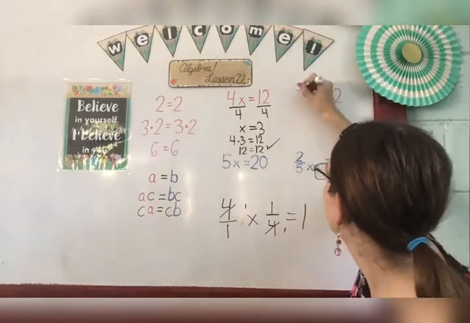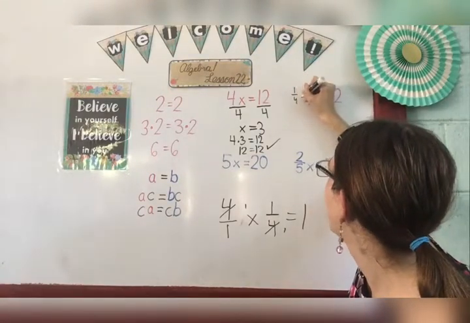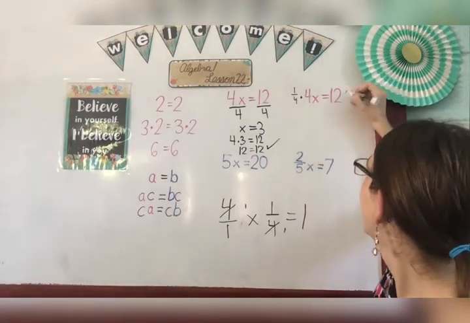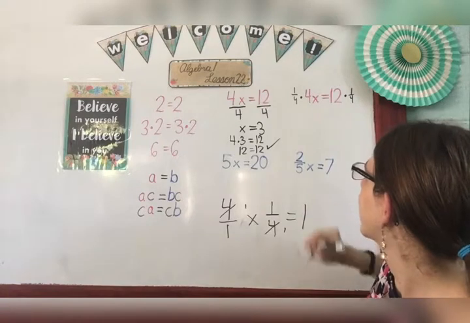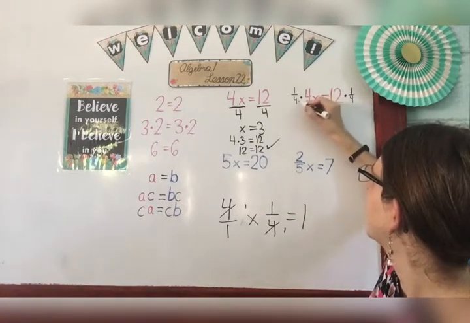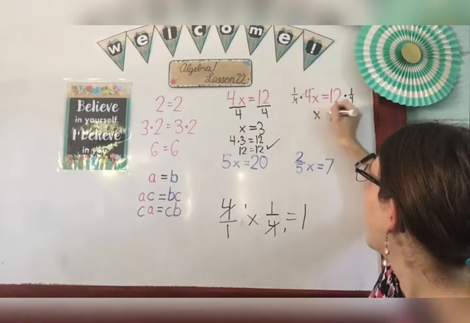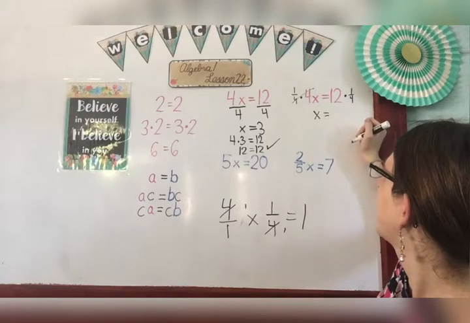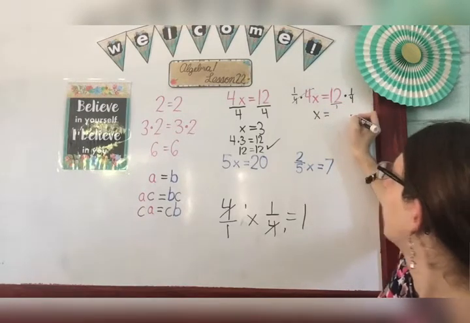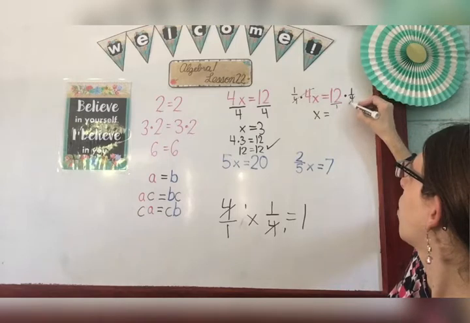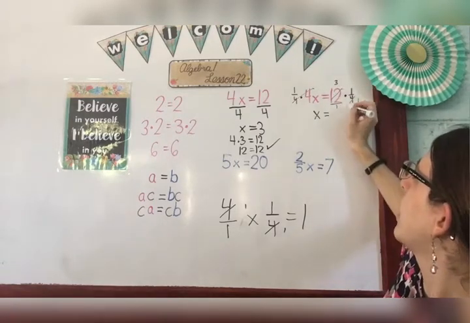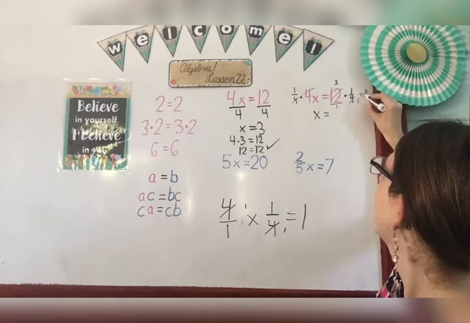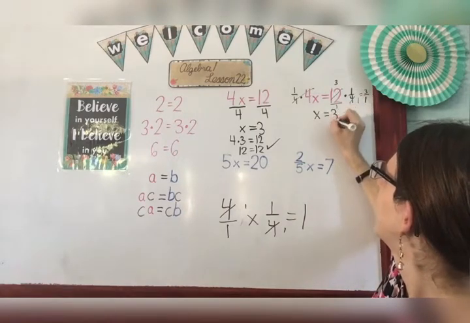So I can multiply both sides by the reciprocal of 4 in order to cancel out my 4 and get x by itself. So this cancels out 4. I'm left with x equals 12 times 1/4. 12 over 1, 4 goes into 4 one time, 4 goes into 12 3 times. 3 over 1 is what I would get here, and that becomes 3.